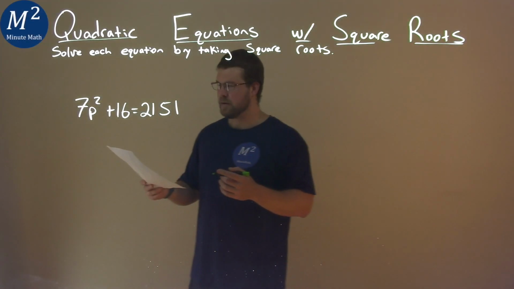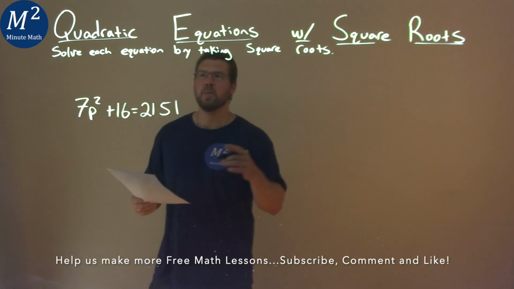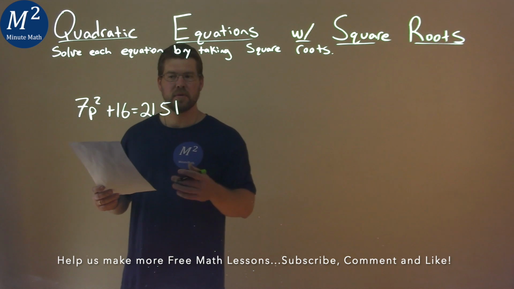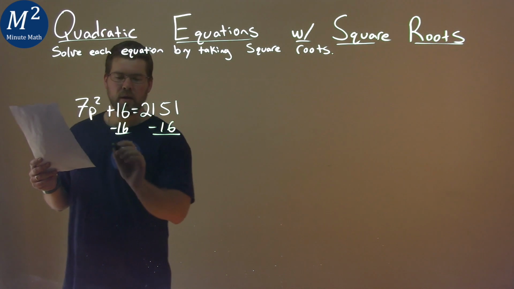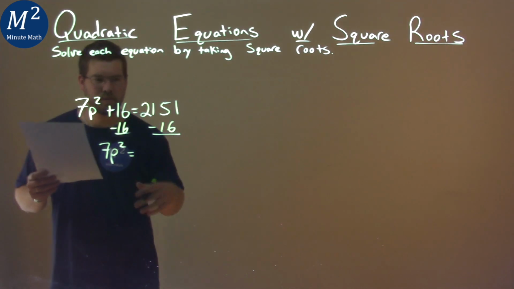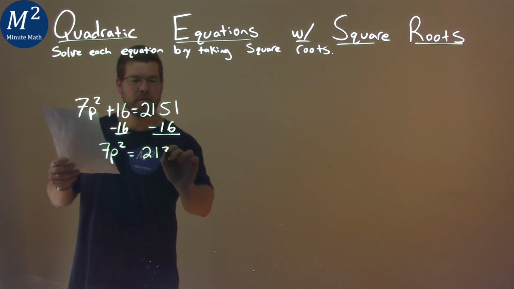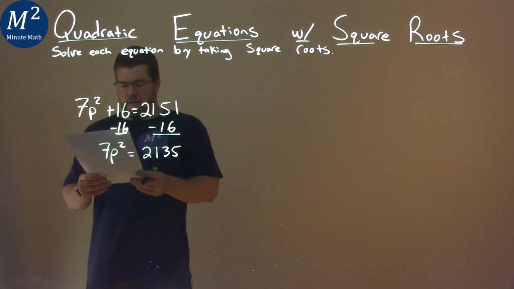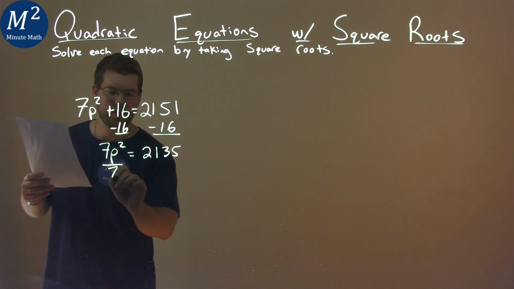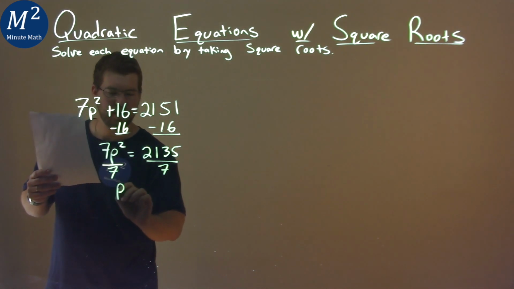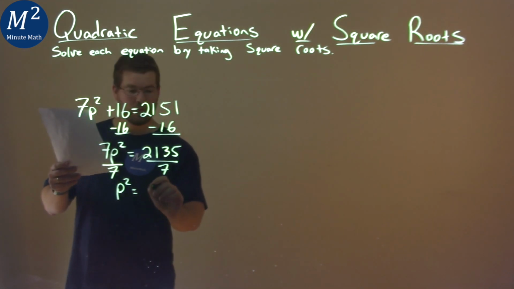We're given this problem right here. 7p squared plus 16 equals 2,151. We want to solve this equation by taking square roots. I want to get p by itself, so I'm going to subtract a 16 from both sides here. We have 7p squared now equals 2,151 minus 16, which is 2,135. Then from here, 7p squared equals 2,135. Let's divide both sides by 7. P squared is now by itself, and 2,135 divided by 7 is a good old 305.